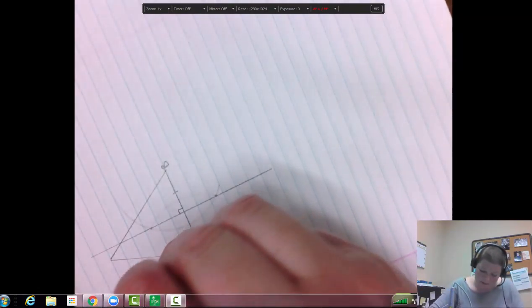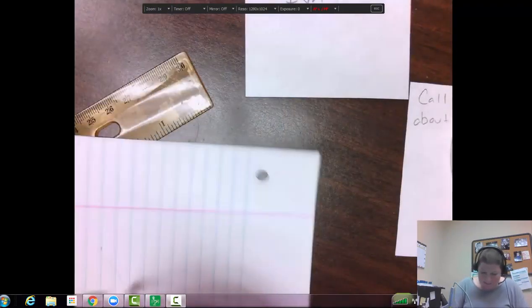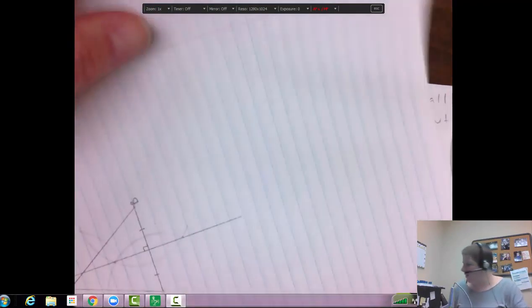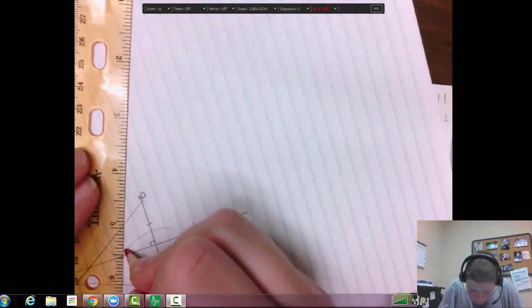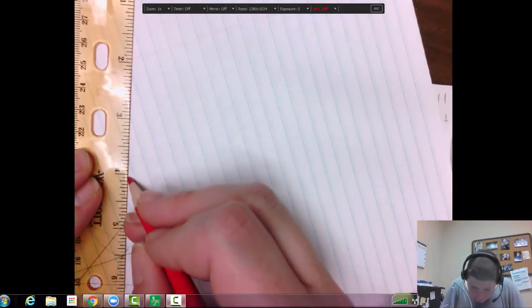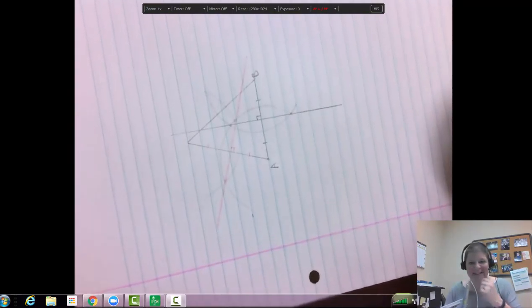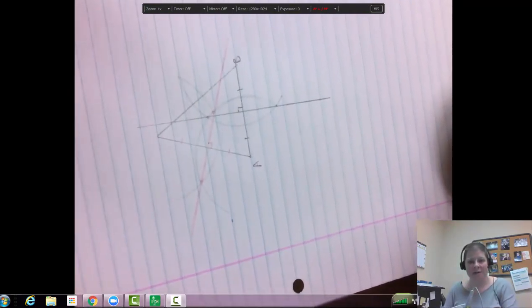So arcs, there we go. And where do those two cross? I think I have a red pen. I can do a red here, so they cross here and here. And that once again is perpendicular, and those two sides are equal. See how that's perpendicular, and those two sides are equal.